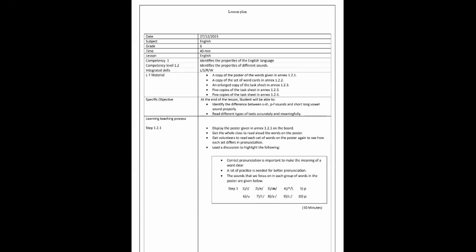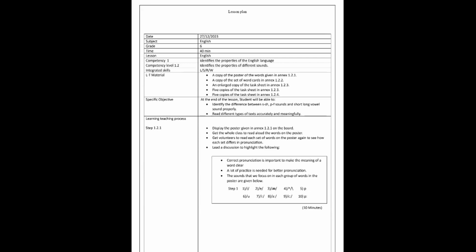Learning teaching materials: a copy of the poster of the words given in Annex 1.2.1. A copy of the set of word cards in Annex 1.2.2. An enlarged copy of task sheet in Annex 1.2.3. 5 copies of task sheet in Annex 1.2.3. 5 copies of task sheet in Annex 1.2.4. Specific objective: at the end of the lesson, students will be able to identify the difference between s, sh, p, f sound and short, long vowel sound properly. Read different types of text accurately and meaningfully.